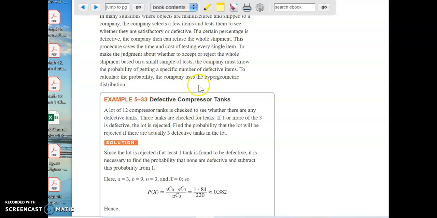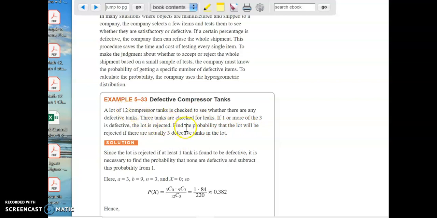So his language is a little awkward here. I don't like his language, but that's the basic idea. The basic idea is you have 12 tanks. You're going to select 3 of them to test them. You don't want to test all 12. You check 3 of them, and if one or more of the 3 has a leak, then we reject the entire lot of all 12.